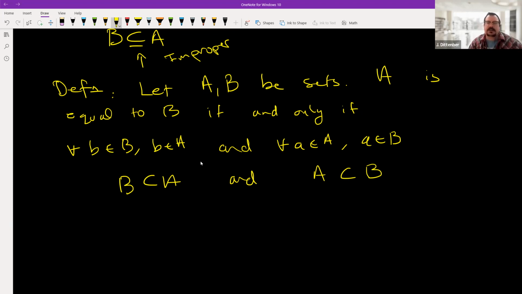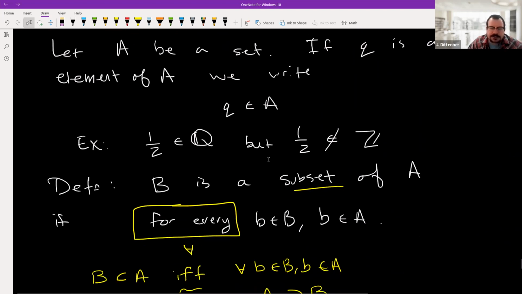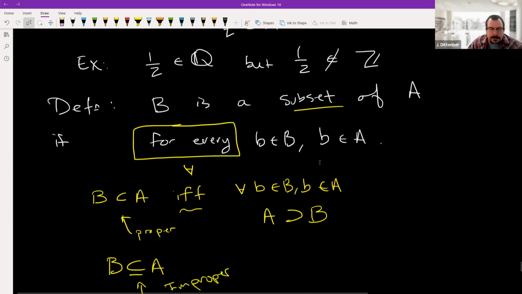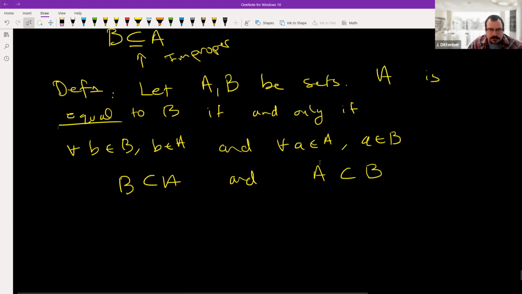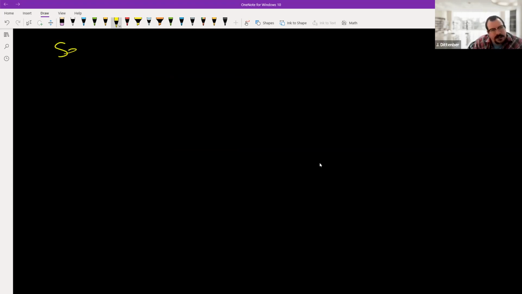So A is equal to B if and only if B is a subset of A and A is a subset of B. And that's what we call set equality. Okay, so what am I doing here? We're talking about sets now. We talked about some examples of sets and the elements in the set. I introduced the idea of a subset, which is important, and then the difference between proper and improper, and then we come to set equality. Okay, so the last thing I want to do, and I'll talk more about this, is talk about set operations.